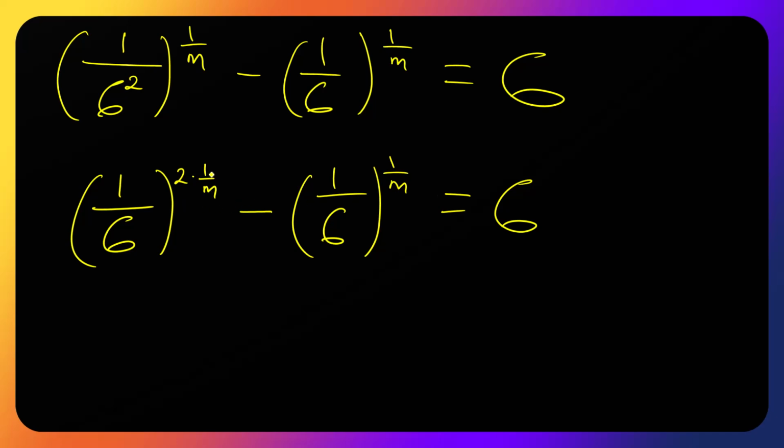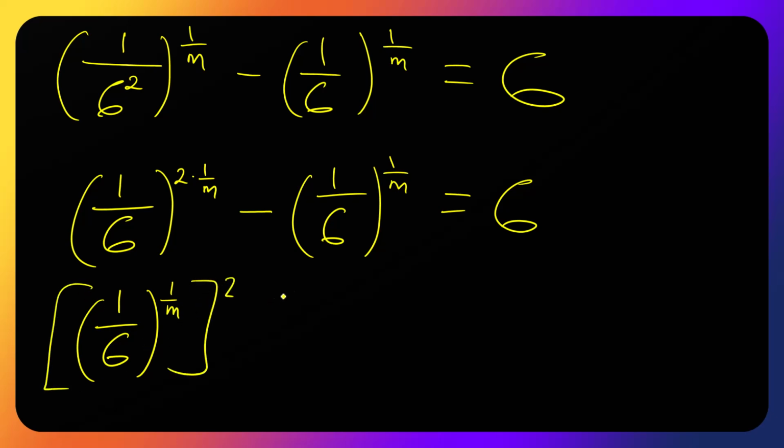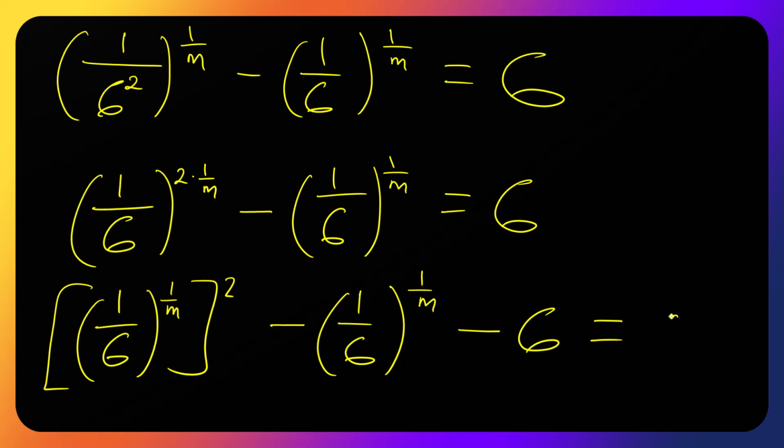Okay, now since multiplication is commutative, we can write this one as (1/6) raised to 1 on m, squared, minus (1/6) raised to that. So let's bring the 6 in. Minus 6 equals 0. So we have something in common here, this and that.